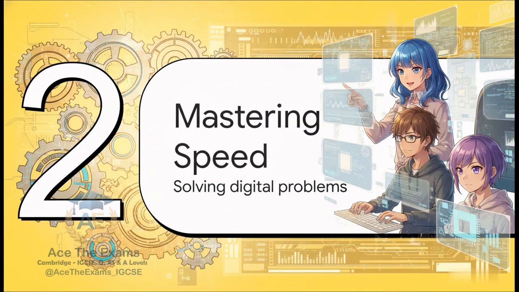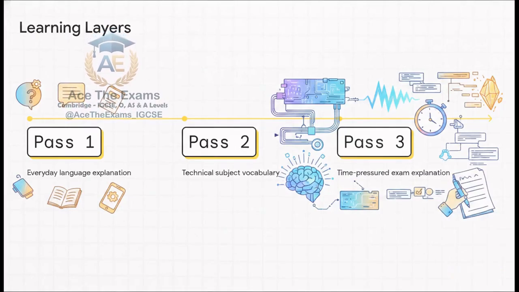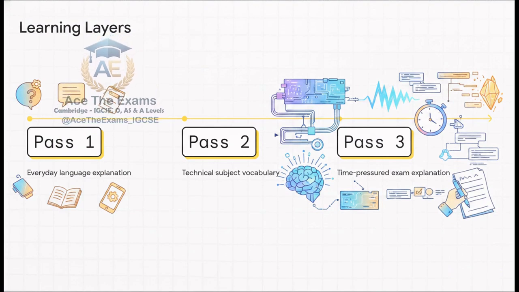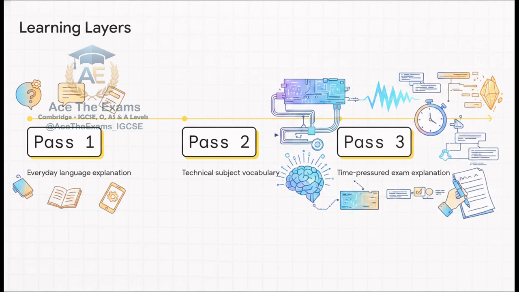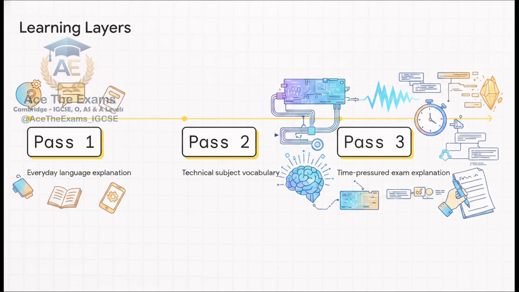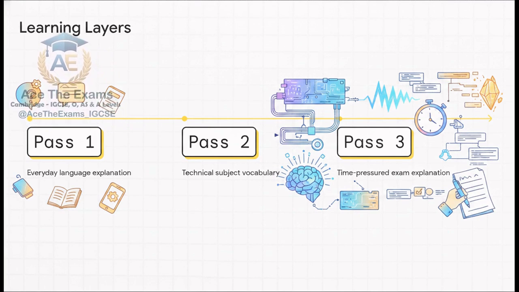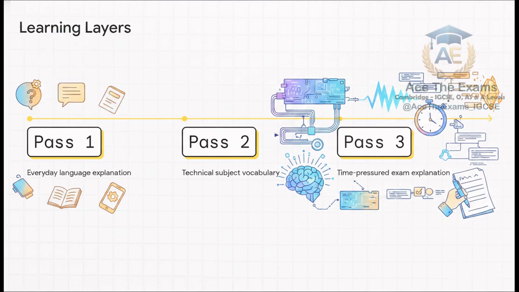Okay, moving right along to Section 2, mastering clock speed. Time to solve some digital problems. Let's actually apply this golden framework to a highly specific practical case study, clock speed and performance. We aren't going to look at this as just some isolated definition floating in a textbook. No way. We're treating it as a real digital problem that solves a specific issue for a user or a system. We're going to move through 3 distinct learning layers here, transforming a basic digital problem into a context-driven, examiner-friendly response.